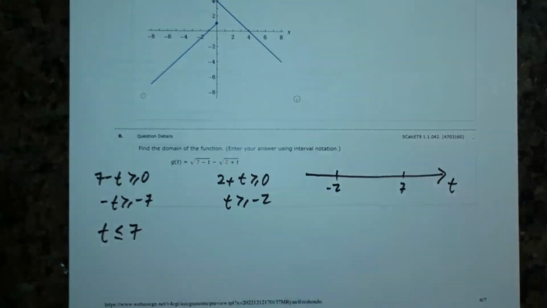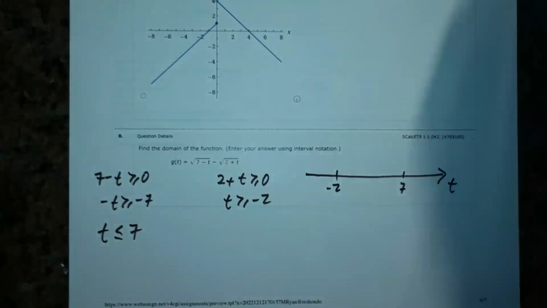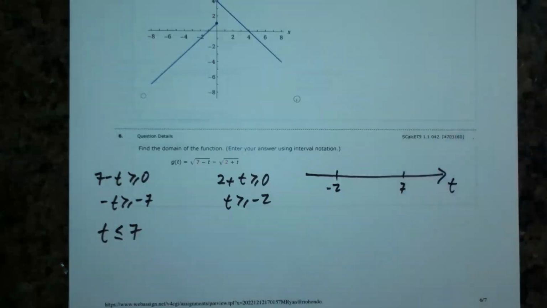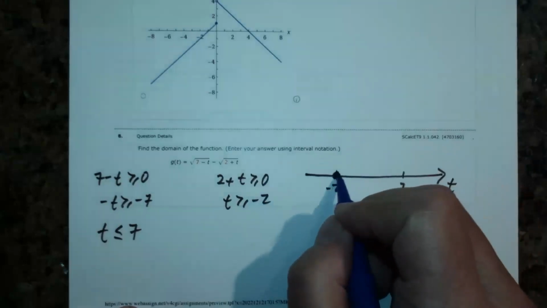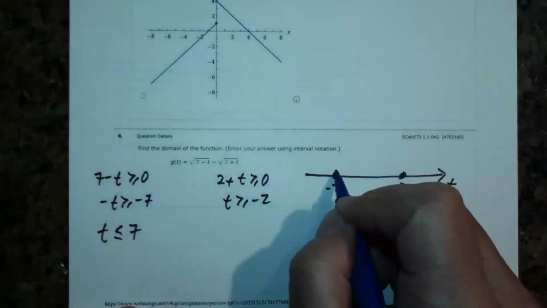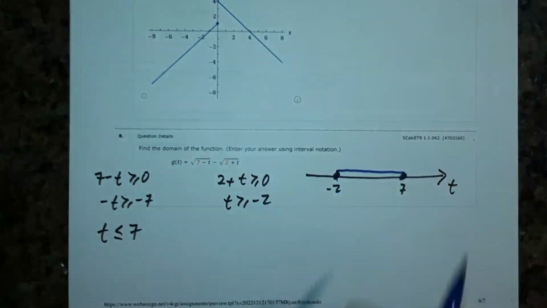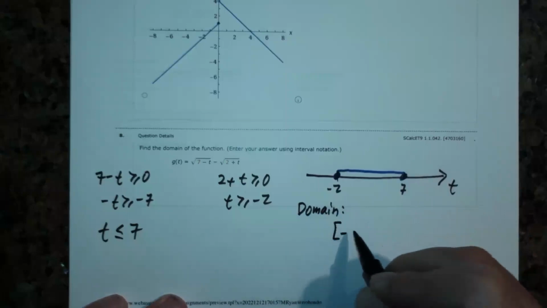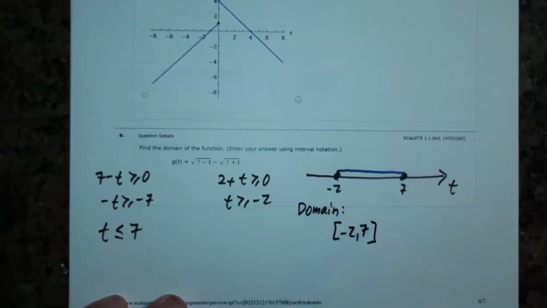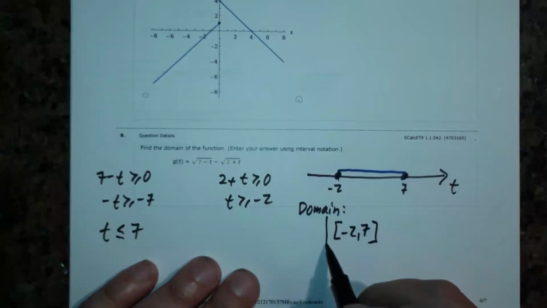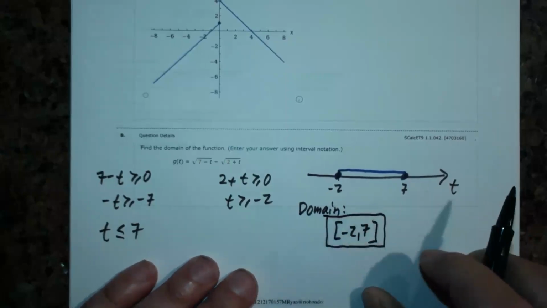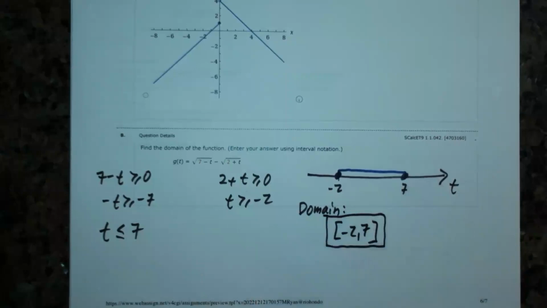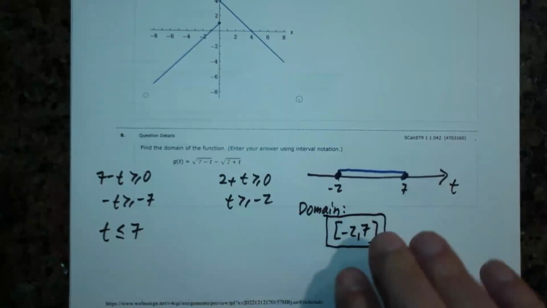And we're going to be very inclusive in this. So this means we're going to have a solid dot here, a solid dot here. So t can be anything between -2 and 7, including the endpoints -2 and 7. So the domain is right there. So t can be any of these values, but can't be anything outside of that. All right.